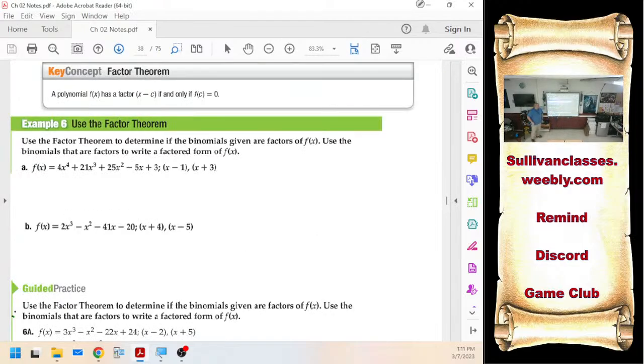Okay, skip ahead to example 6. This also gets us our factor theorem. Factor theorem says, if I divide by something that is a factor, what should I get as a remainder? 0. Right? If something's a factor, I should get 0.